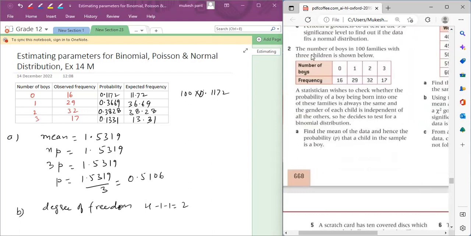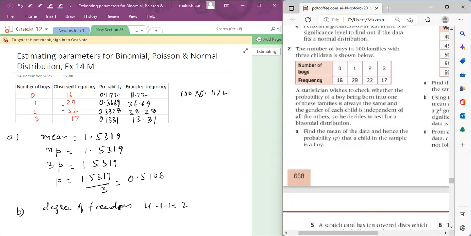If you look at question number 2, the number of boys in 100 families with 3 children is in the table. Number of boys: no boys, 16 families; 1 boy, 29 families; 2 boys, 32 families; 3 boys, 17 families. A statistician wishes to check whether the probability of a boy being born into one of these families is always the same, and the gender of each child is independent. So he decides to test for a binomial distribution.